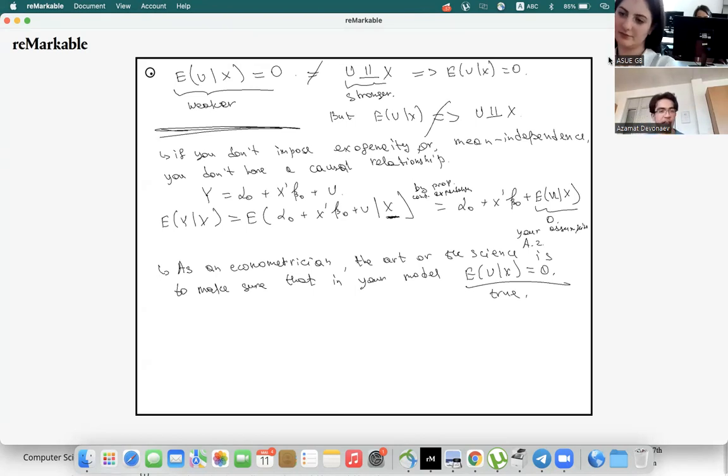And of course, there is also the A0. I forgot about this one. A0, let's see, the betas and alphas, they enter. Y as a function of X is linear, because what we have is a linear model, right?